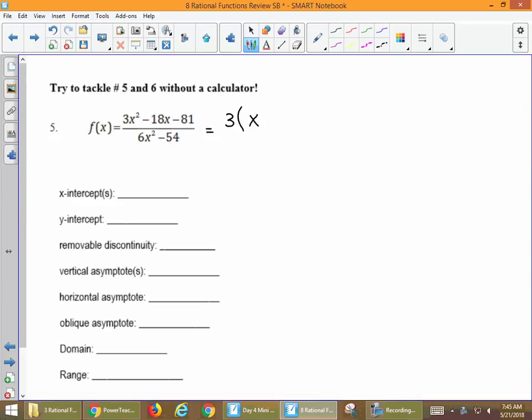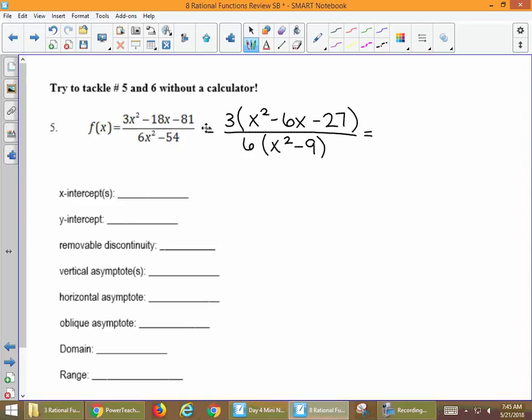When I factor out a 3, I'm left with x squared minus 6x minus 27. And in the denominator, when I factor out a 6, I'm left with x squared minus 9. Those are nicer factoring situations now, much nicer to find that GCF first. 2 numbers that multiply to negative 27 and add to negative 6 are negative 9 and positive 3. I'm just going to double check that those signs all make sense. Good. And in the denominator, I have that 6 out front, and then x plus 3, x minus 3.